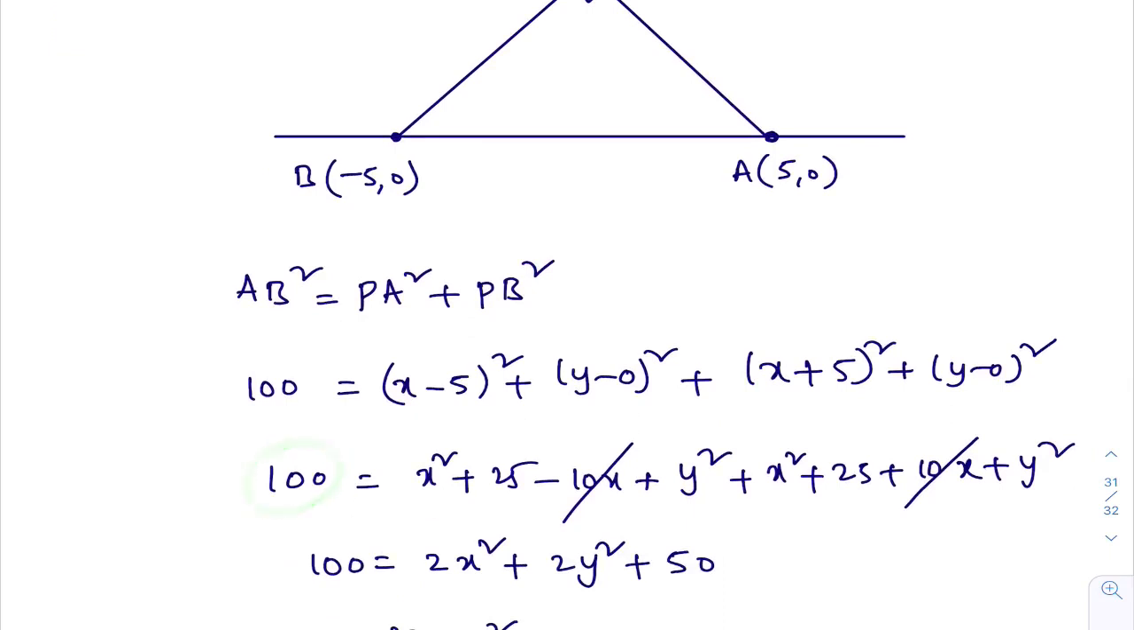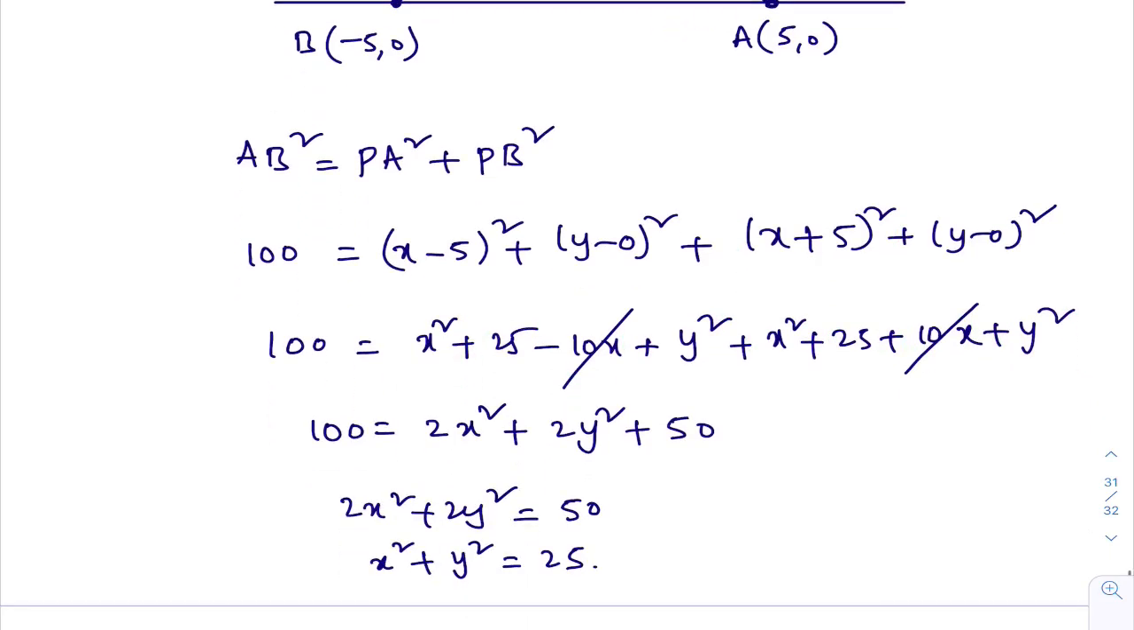100 equal to, you expand this, (a minus b) whole square, you will get x square plus 25 minus 10x. y minus 0 is y square. Now you expand this, what will you get? x square plus 25 plus 10x. y minus 0 is nothing but y square. So if I simplify this, minus 10x plus 10x will get cancelled. x square plus x square is 2x square. y square plus y square is 2y square. 25 plus 25 is 50. On this side 100 is there.